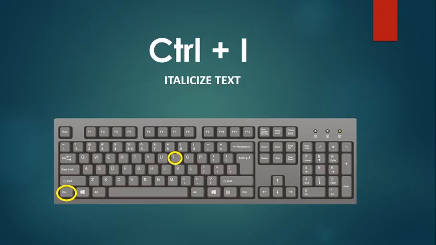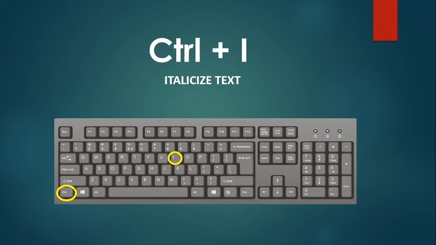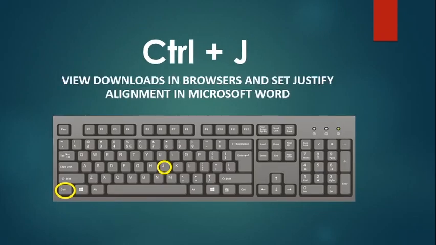Next one is Ctrl I. This one is famous as well. It will make the text italic, so that's very useful sometimes as well. Next one is Ctrl plus J. Now this one lets you view the downloads in the browser, or you can set the alignment of a particular text or a paragraph inside the Word document.